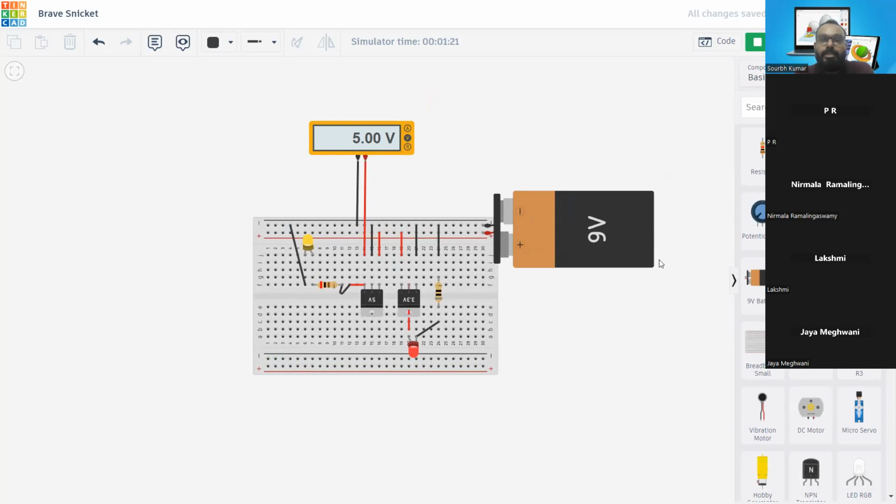Any more doubts? Is it compulsory to use a resistor to convert 9 volt to 3 volt and 5 volt? No, we are not using a resistor to convert 9 volt to 3.3 volt and 5 volt.